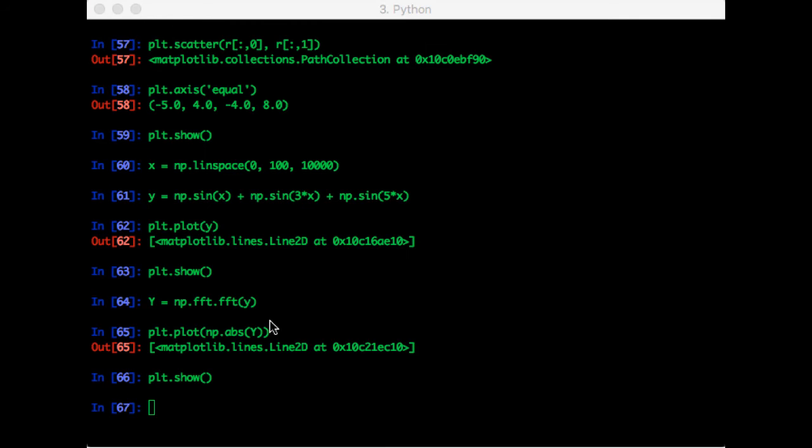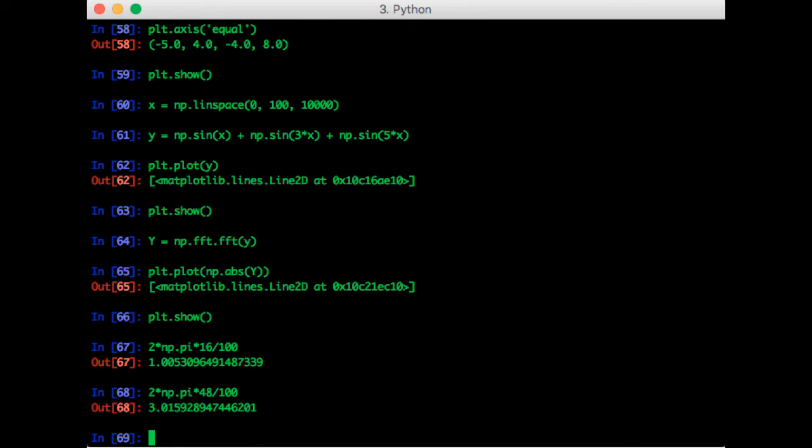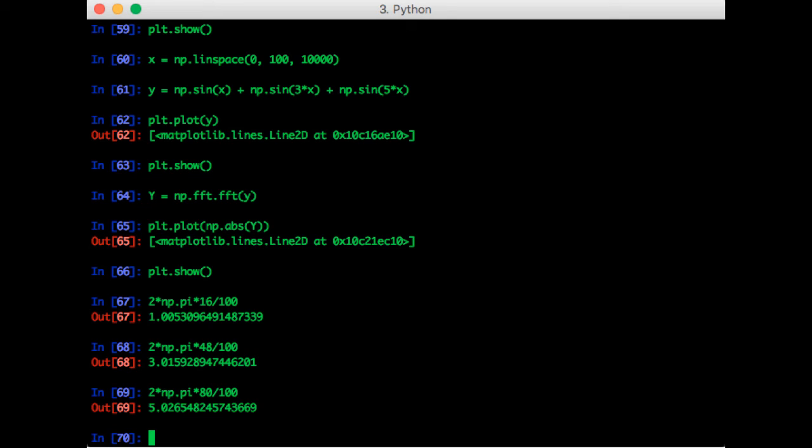So let's close this plot, and let's calculate what frequencies these represent. So that's 2 times pi times 16 divided by 100, so that gives us 1. 2 times pi times 48 divided by 100, that gives us 3. 2 times pi times 80 divided by 100, that gives us 5. Okay, so these are the original frequencies. So don't worry too much if you don't know what this means. I just wanted to show you that these capabilities exist within the Numpy stack.